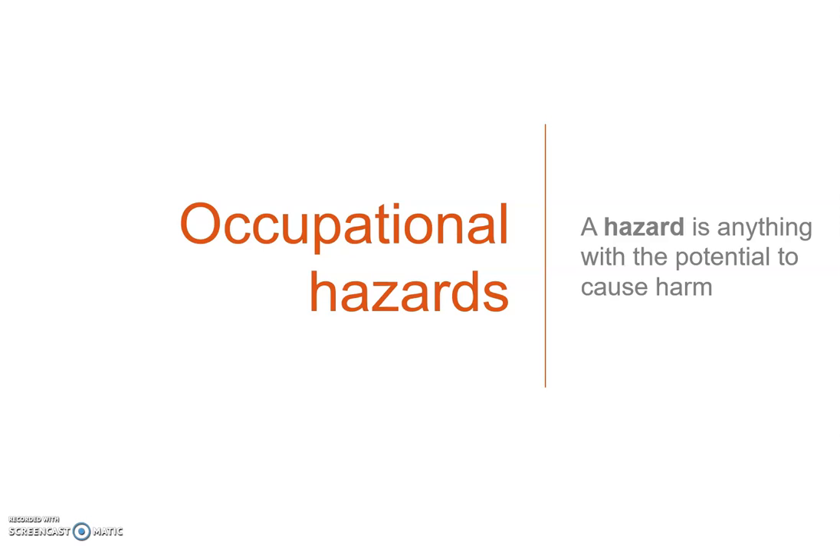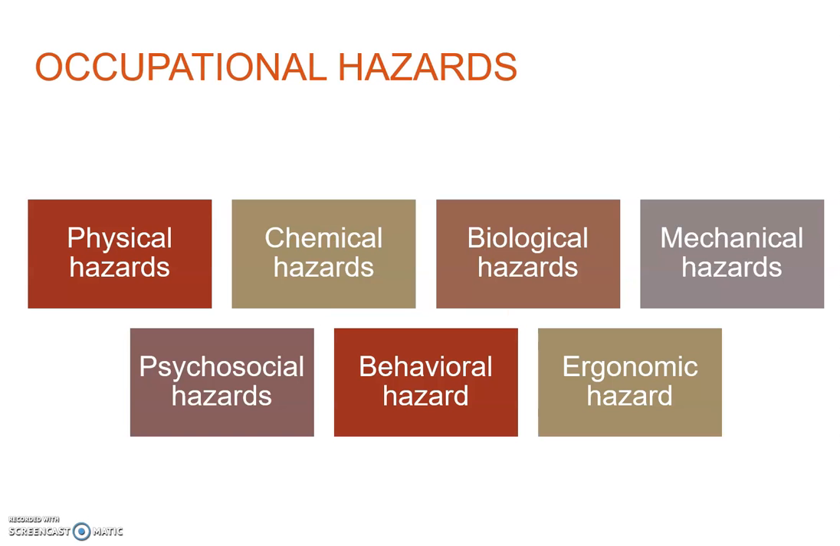What are the occupational hazards a worker is exposed to in his environment? We will discuss the different types of occupational hazards a worker may be exposed to. They can be classified into different types: physical hazards, chemical hazards, biological hazards, mechanical hazards, psychosocial hazards, behavioral hazards, or ergonomic hazards. This is the classification under which different types of occupational hazards come.